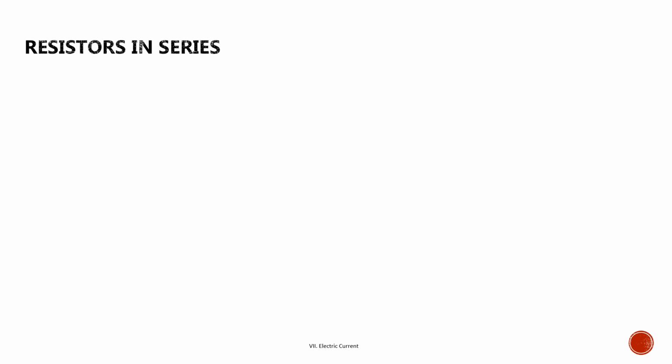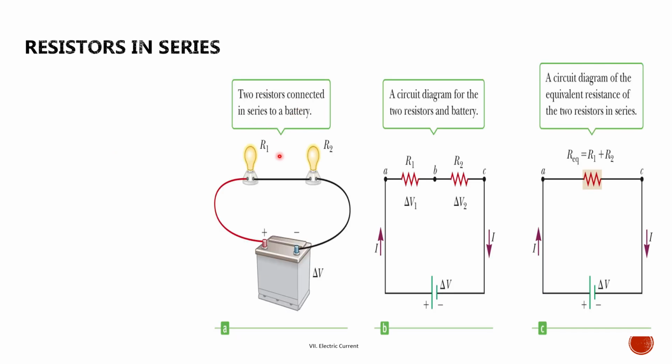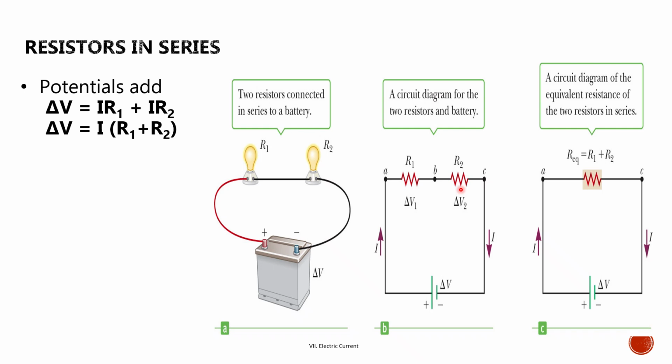So here's an example of two resistors connected in series to a battery. Assuming that the flow of charges is from the negative terminal to the positive terminal of the battery, there's only one path for the charges. So expect the same value of electric current for the two resistors. And in terms of the potentials, the source in volts would be equal to the summation of the potentials here at R1 and R2.